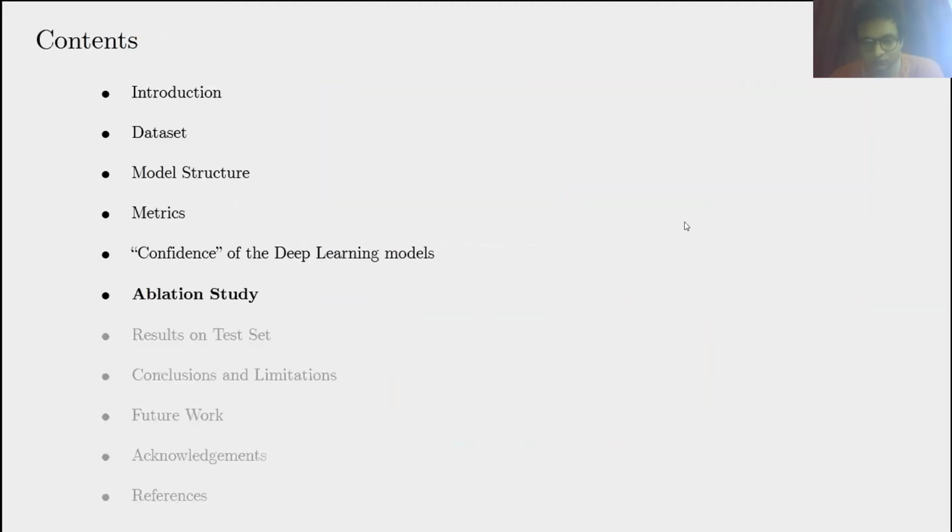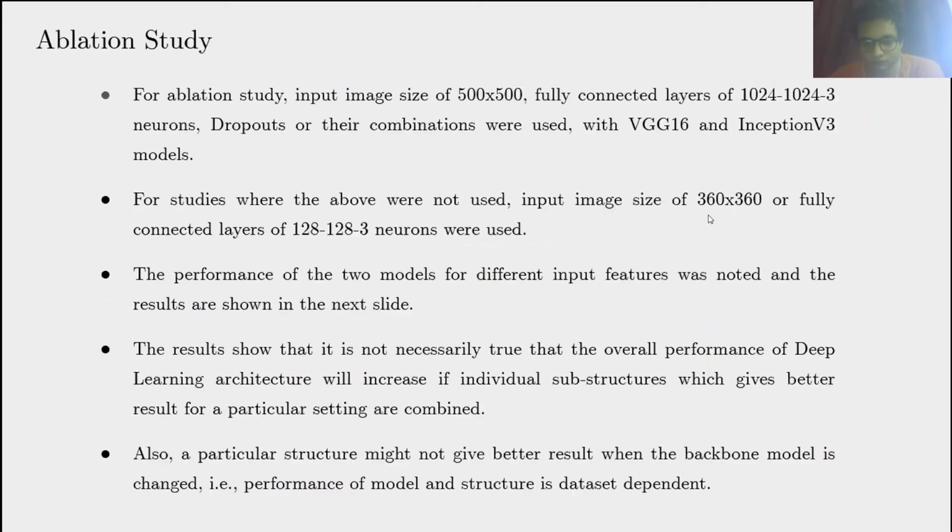Now we'll talk about the ablation study. For the ablation study, we took an input image size of 500 by 500 pixels, fully connected layers of 1024, 3 neurons, dropouts, and other combinations. We also use the models VGG16 and Inception V3. When those features were not used, we use the standard input image size of 360 by 360 pixels or fully connected layers of 128, 3 neurons. Then we noted the performance of the two models for the different input features. Could you go to the next slide?